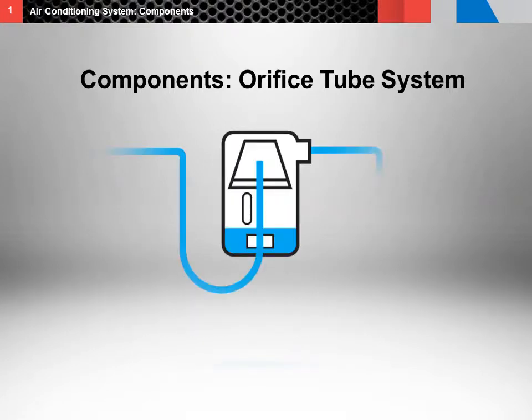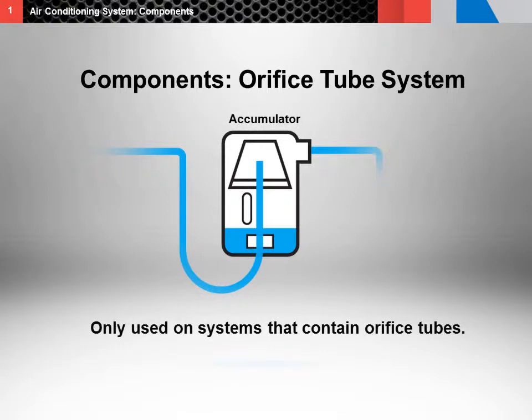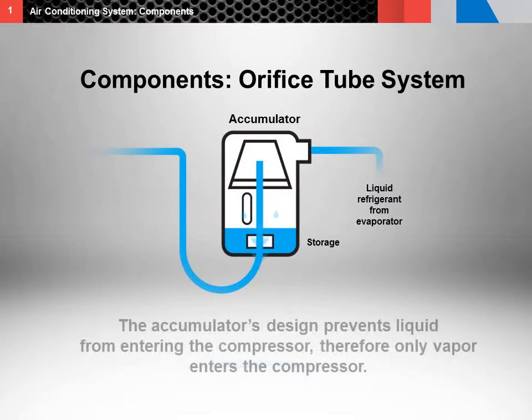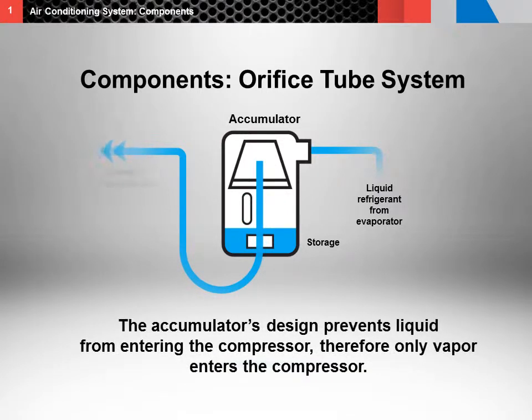The other component is the accumulator. Accumulators are only used on systems that contain orifice tubes. In orifice tube systems, liquid refrigerant is allowed to leave the evaporator. The accumulator is the component required to receive and store the liquid refrigerant, which prevents liquid from entering the compressor, and thus allows only vapor to enter the compressor.